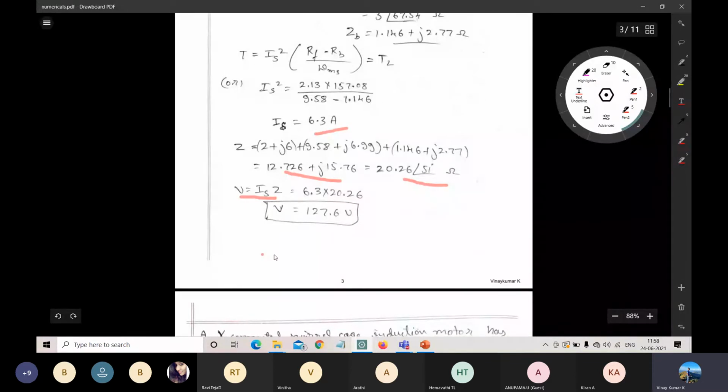1425 RPM we got for 220 volts, and now the voltage is reduced and speed is reduced. So voltage is reduced, speed is reduced.